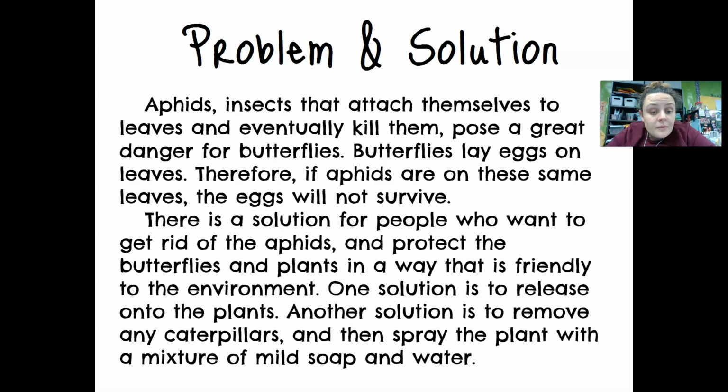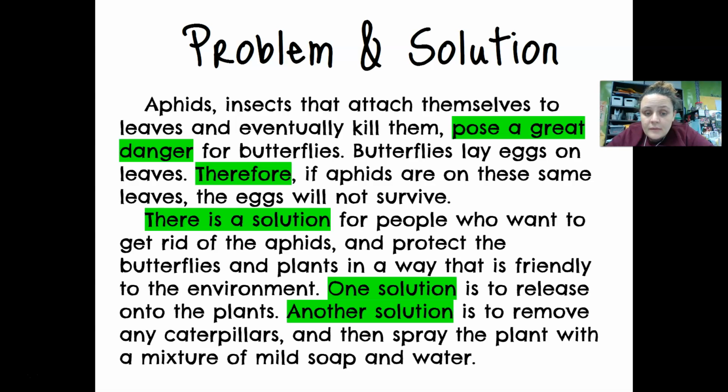There is a solution for people who want to get rid of the aphids and protect the butterflies and plants in a way that is friendly to the environment. One solution is to release onto the plants. Another solution is to remove any caterpillars and then spray the plant with a mixture of mild soap and water.